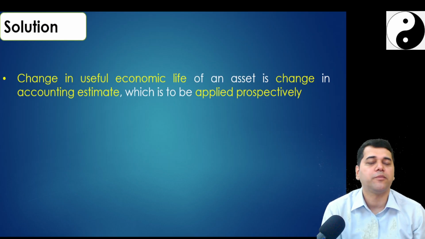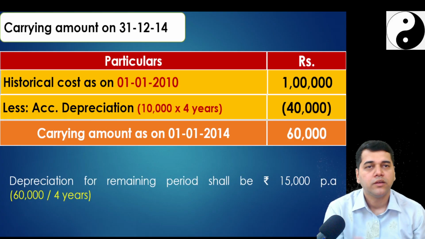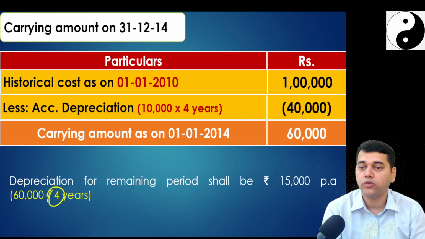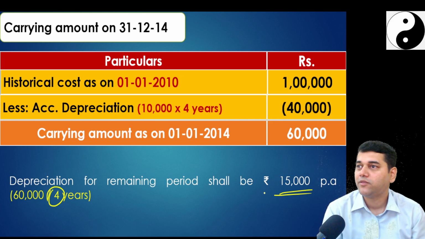So you say that it is a prospective application, as usual theory. Then you calculate the first 4 years, total 10,000 rupees per annum. You need not do it because they already told 40,000. And for the remaining, since they revised it to 4 years with no change in the scrap, the 60,000 book value divided by 4 years gives you 15,000. Did you get this?